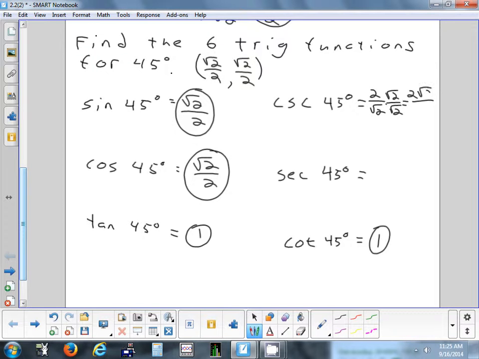And on the bottom, you would get just 2. And now what's going to happen with the 2's? You cross out the 2. Those cancel out. All we get is the square root of 2.